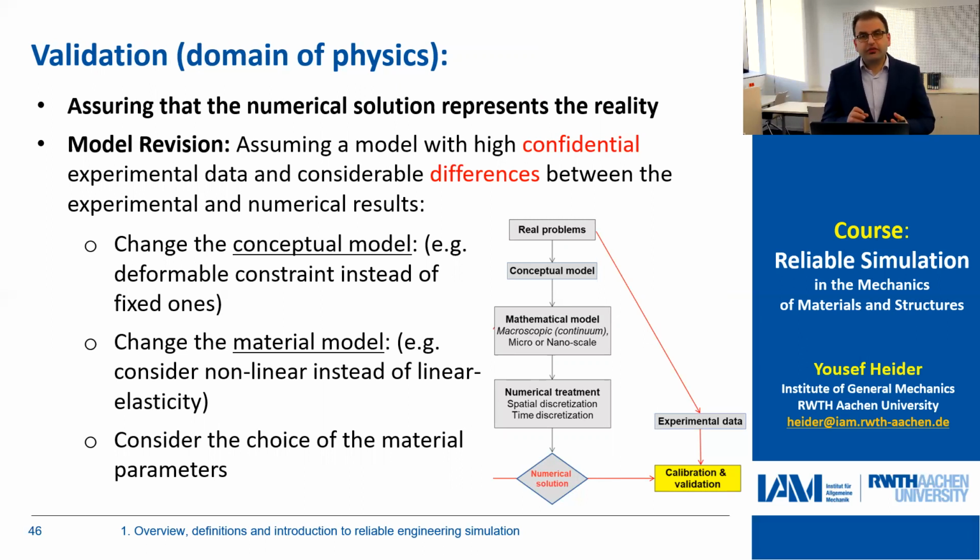Maybe the material parameters which we have calibrated or adjusted during the comparison between numerical and experimental data were not accurately chosen. So maybe you have to rethink about this. There are some optimization strategies in order to select the parameters in a proper way, or we are currently testing some machine learning based approaches to figure out the best material parameters.